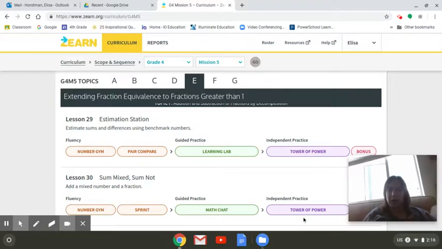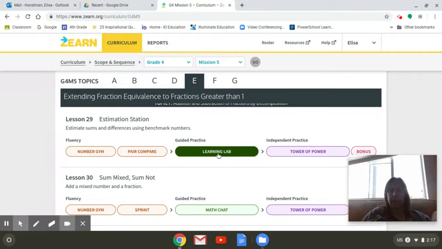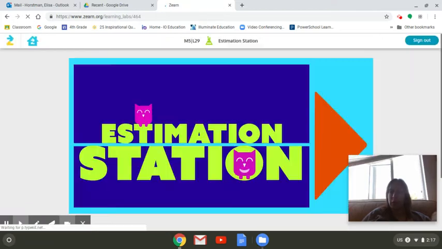Hey, so many of you are having a difficult time with lesson 29 on Zern. So I'm going to do the learning lab on here so you can see kind of what to do, and then you can go back and do it yourself. That way you can move forward to lesson 30.